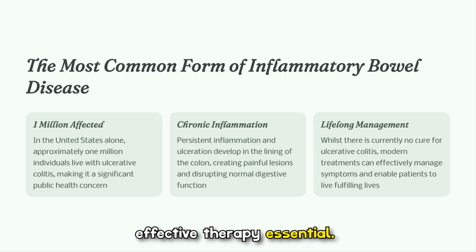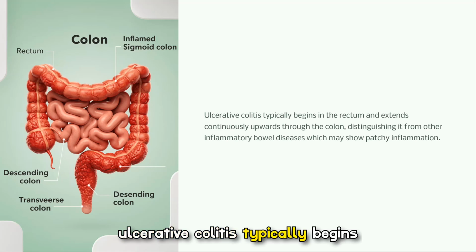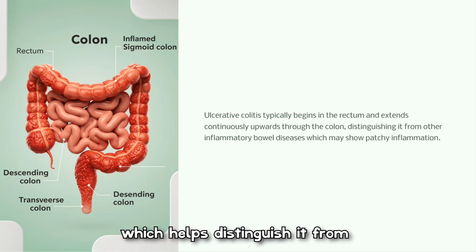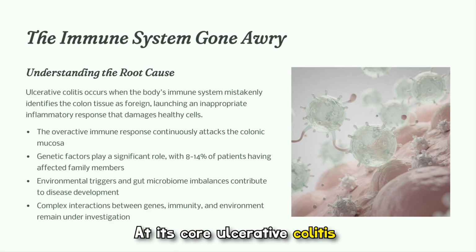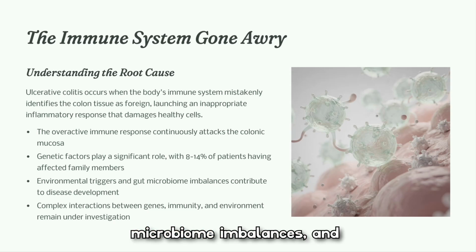This illustration shows how ulcerative colitis typically begins in the rectum and extends upward in a continuous fashion, which helps distinguish it from other conditions, like Crohn's disease, that tend to cause patchy inflammation. At its core, ulcerative colitis reflects an immune system misdirected at the colon, with genetic susceptibility, microbiome imbalances, and environmental triggers, all contributing to an ongoing inflammatory response that damages healthy tissue.